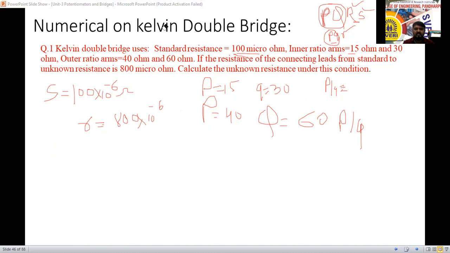Which resistance is missing? Capital R we have to identify here. So this concept is clear. Given data: first I will ask that one, then we will go for the next one. Is it clear, or do you have any doubts?